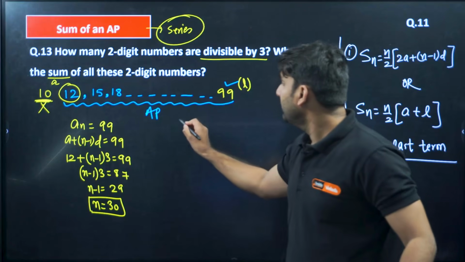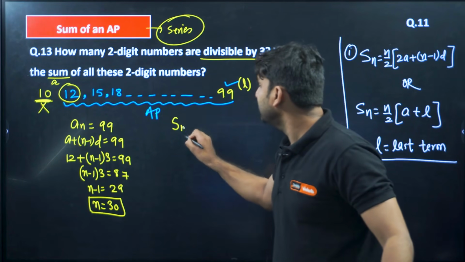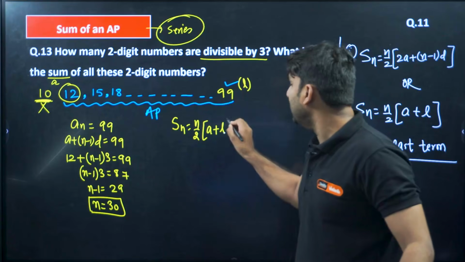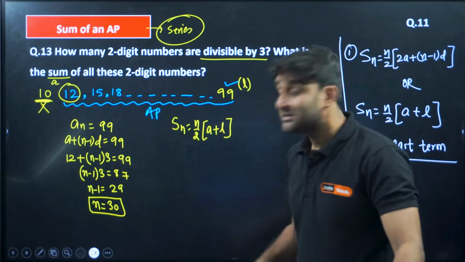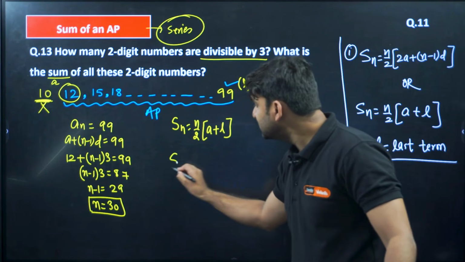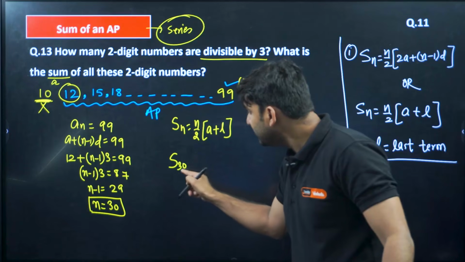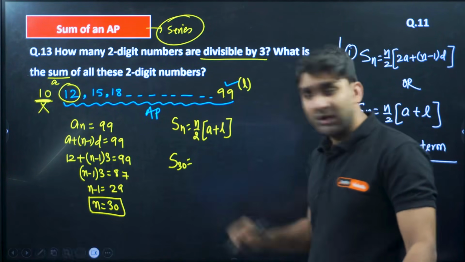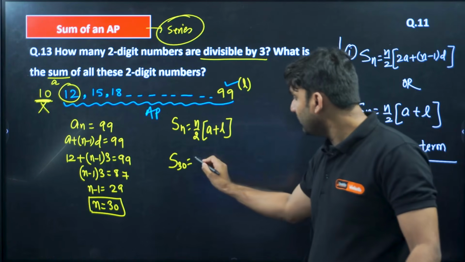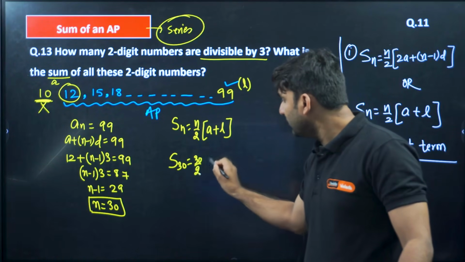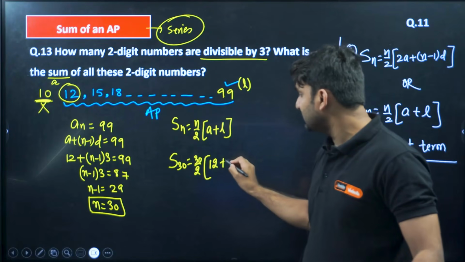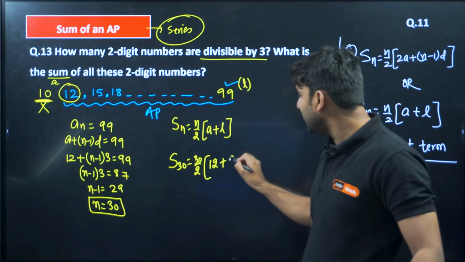So we have Sn is equal to n by 2 (a plus l). And how many terms are we adding? 30. So here S30 will come. This represents how many terms are getting added. So in place of n, 30 will come, and here also 30 by 2. A is 12. Again 10 will be excluded because 10 is not considered. And l we have is 99.